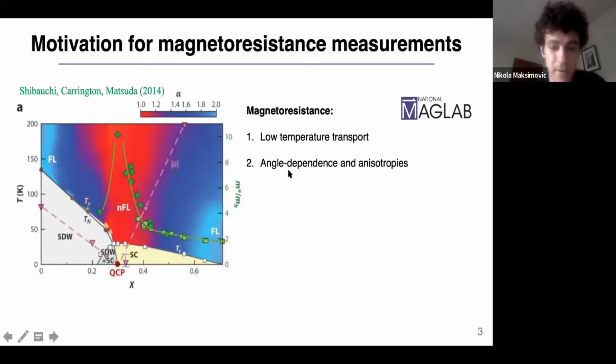There's an added bonus, which is that using magnetoresistance, you can to some extent evaluate anisotropies in the scattering rate or Fermi surface. But most of these goals are contingent on having at least a base level understanding of the mechanism for magnetoresistance. And that's proven fairly difficult.